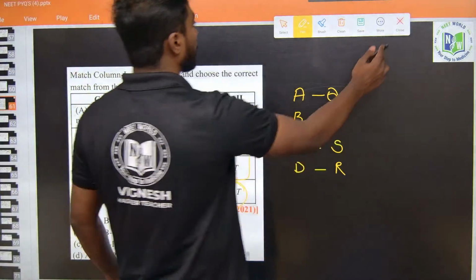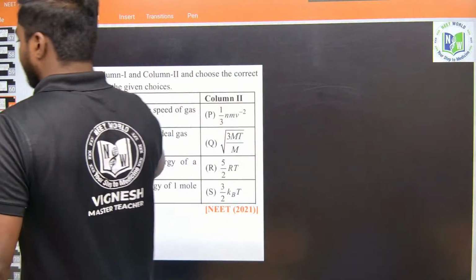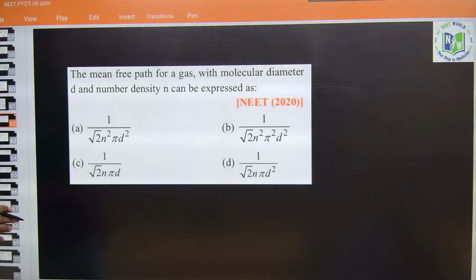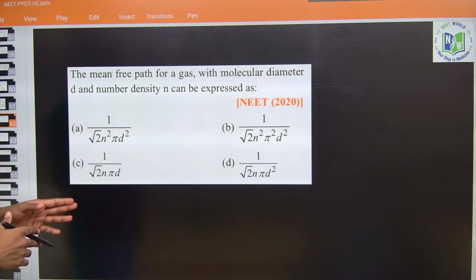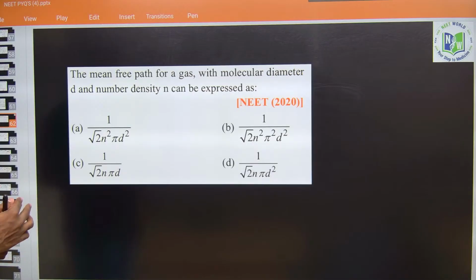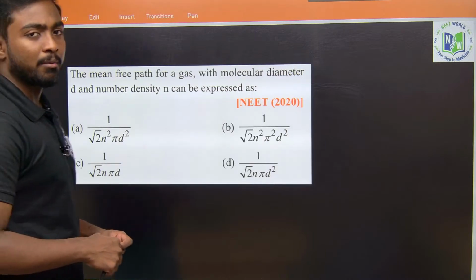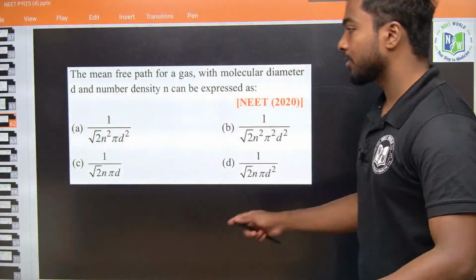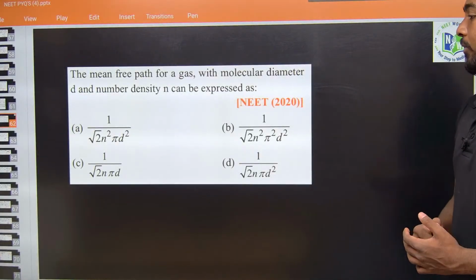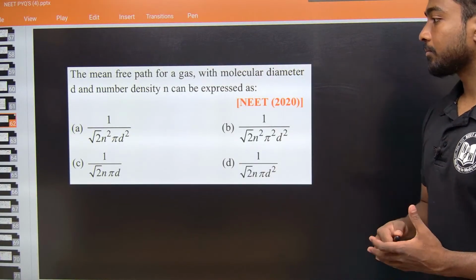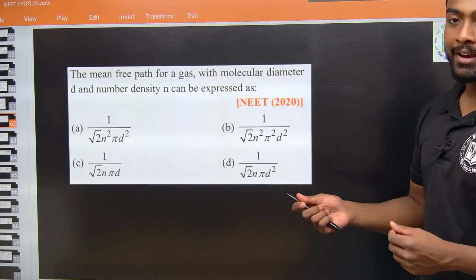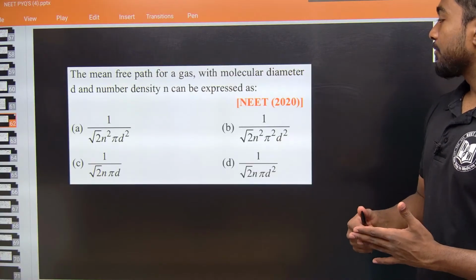Okay, we'll go. The next question: the mean free path for a gas with molecular diameter d and number density n can be expressed as? This is the direct formula, no? Can you give the formula for this? Can you say which is the formula for this? It's a direct formula, mean free path.